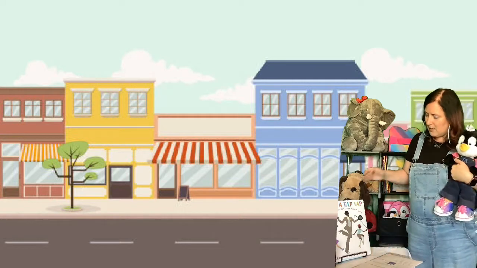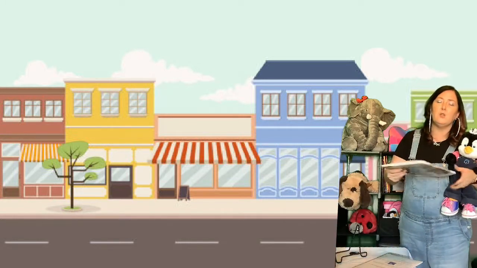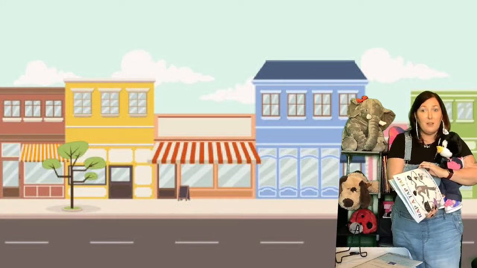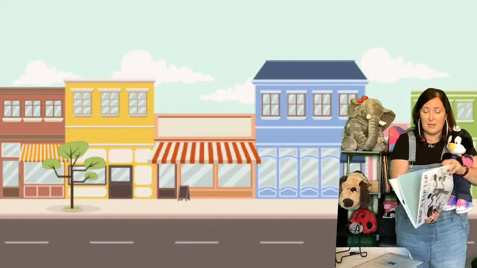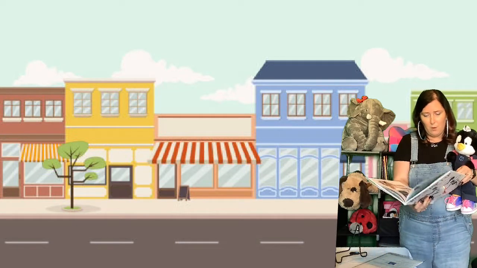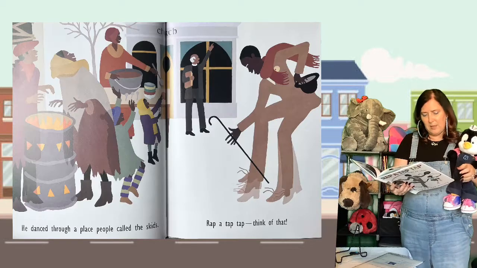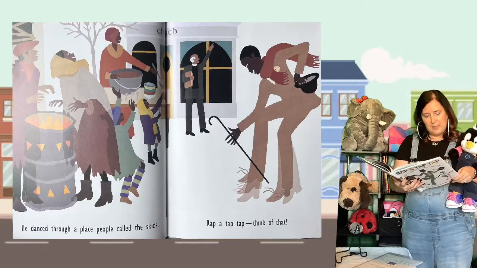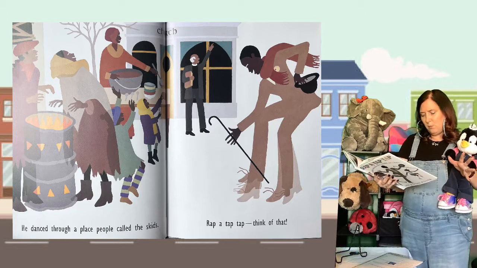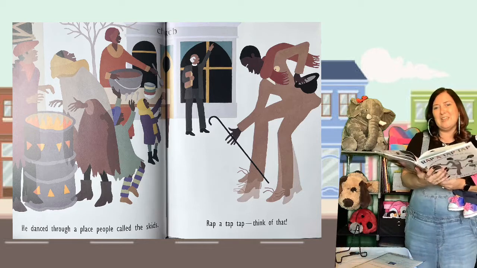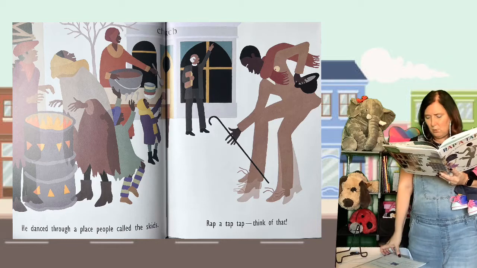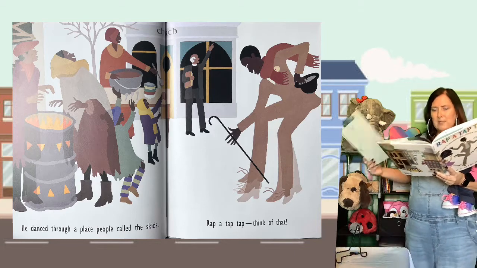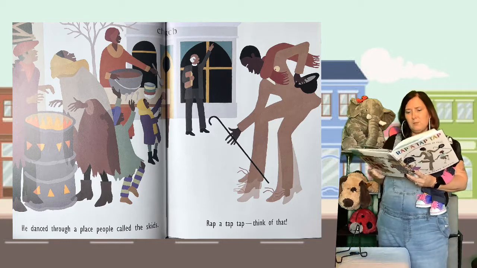So I think we could take a deeper look into what's happening in our book by looking at the illustrations, because sometimes that's a good way to learn more. So I wanted you guys to look at pages 11 and 12. On 11 and 12, it says, he danced through a place people called the Skids. So what do you guys notice about what's happening in this picture, in this place called the Skids?